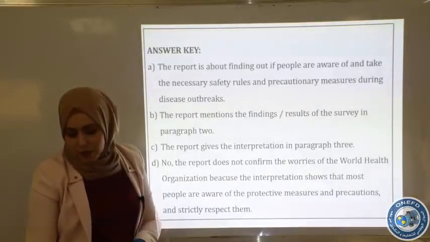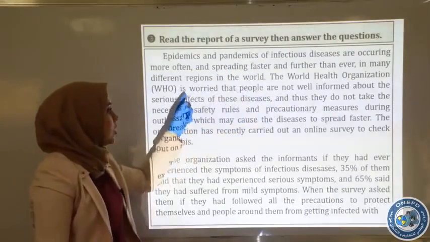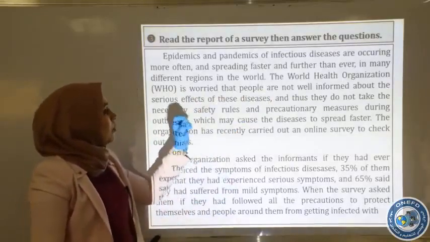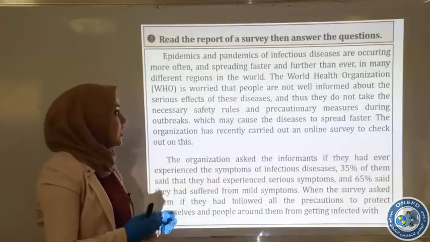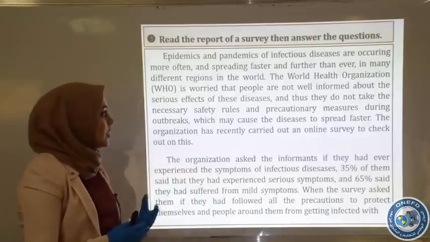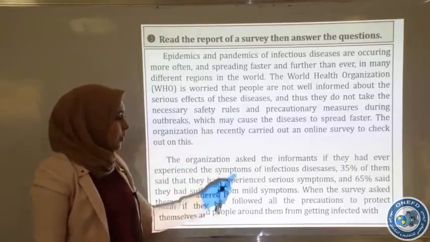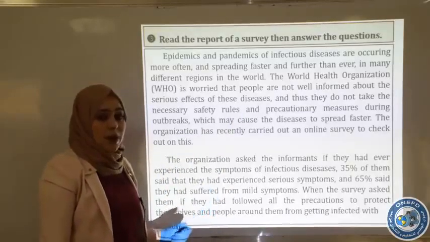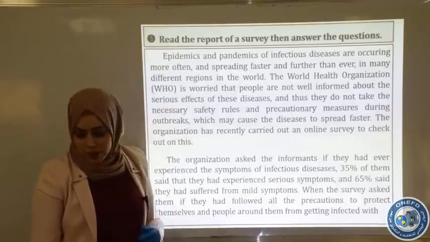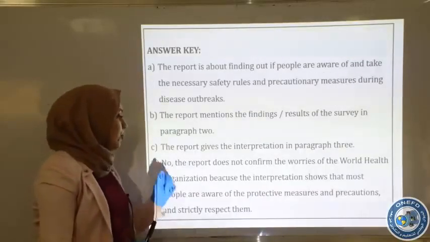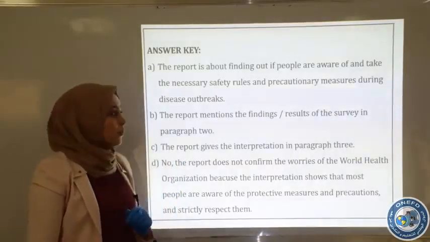So here, if we go back to the text, the first paragraph, we can see that the World Health Organization is worried about what? About the fact that people are not well informed about the disease, the effects of disease, and they do not implement or use the necessary safety rules and precautionary measures. But the results in the second paragraph show the opposite of what the World Health Organization thinks. That's why we said in the answer, no, the report does not confirm the worries of the World Health Organization. I hope this is clear for you.